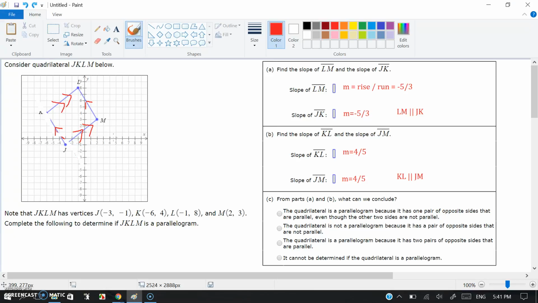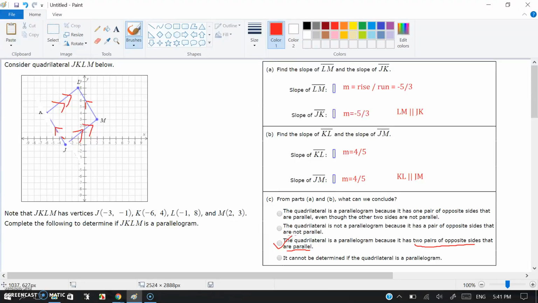We have this parallel to that, this parallel to that. So right now we have two pairs of opposite sides that are parallel. So let's look at the third one. The quadrilateral is a parallelogram because it has two pairs of opposite sides that are parallel. So that is my answer. Okay, that's it.